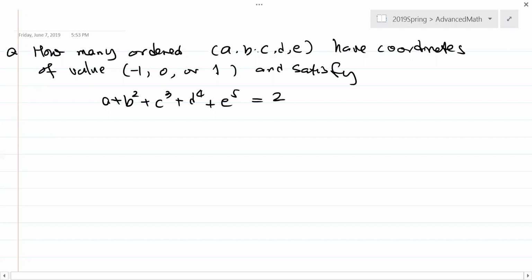Now, before we do this problem, this is a complicated equation. It's hard to find all the solutions. You can find some, but it's not easy to find all of them.